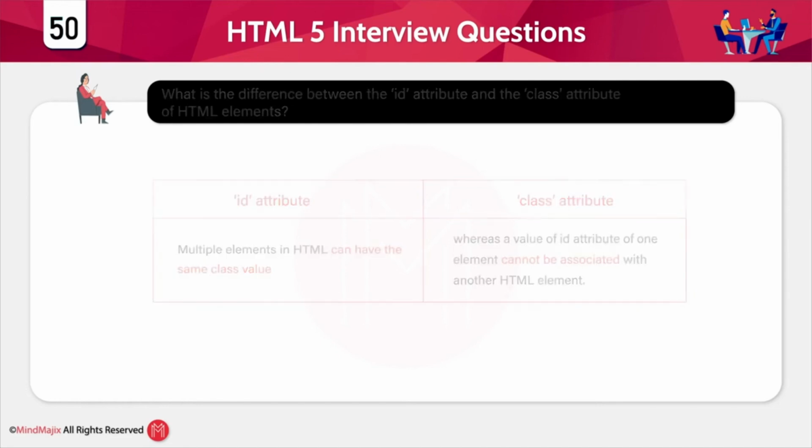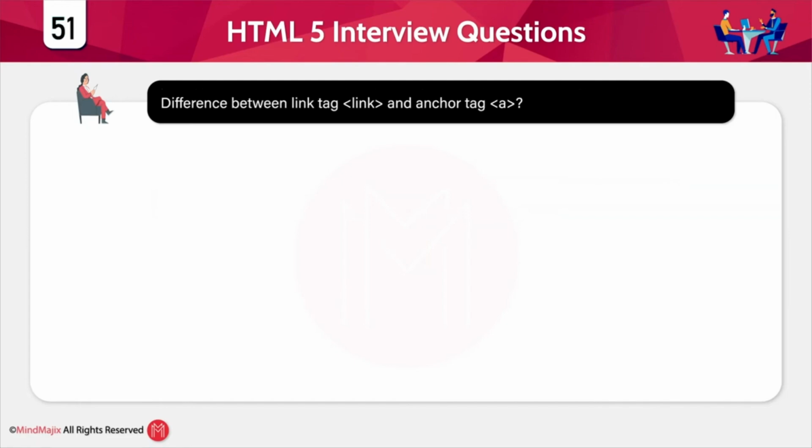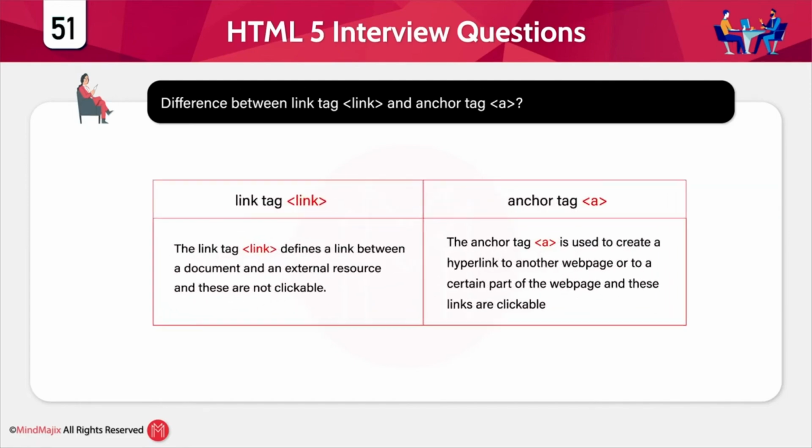Differences between the link tag and the anchor tag. The anchor tag is used to create hyperlinks, whereas the link tag allows us to link the style sheet with the HTML document. That's all. To link the style sheet with the HTML document, we use the link tag in the head section.